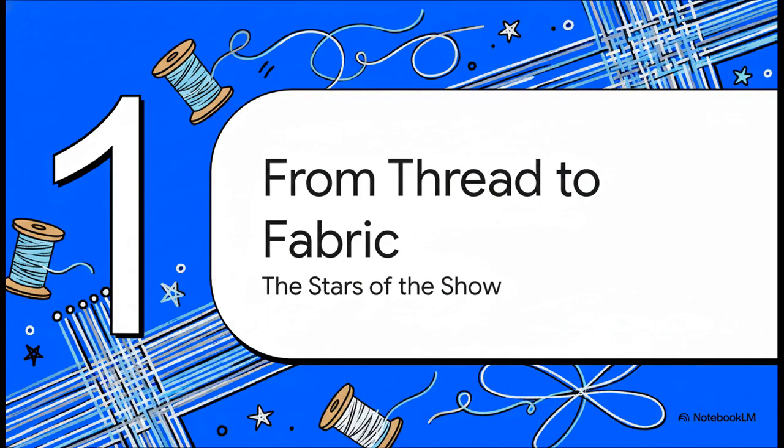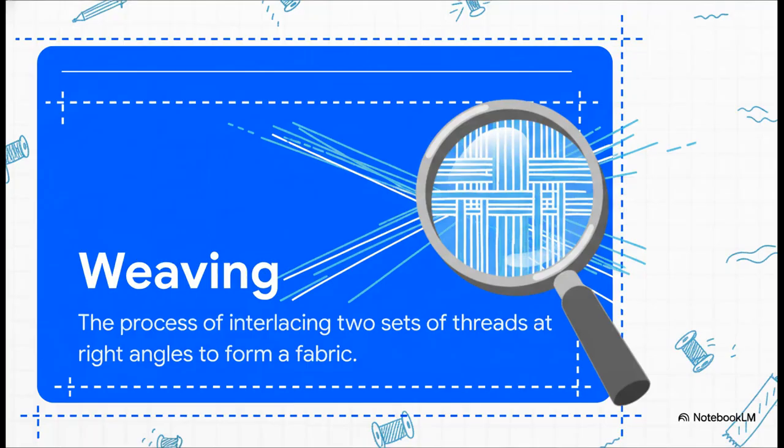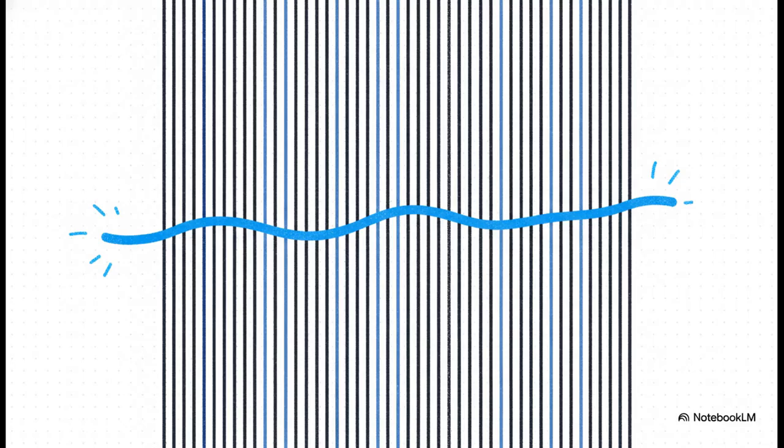Okay, so before we get into all the crazy action, let's meet the two stars of our show, the threads themselves. At its very core, weaving is actually pretty simple. It's just the process of interlacing two different sets of threads, one going up and down, the other going side to side, to create a stable, flexible material. That's it. Now, these two sets of threads have very different jobs.